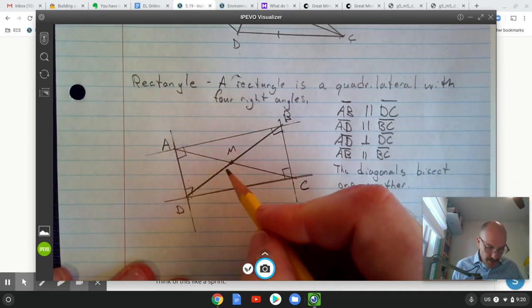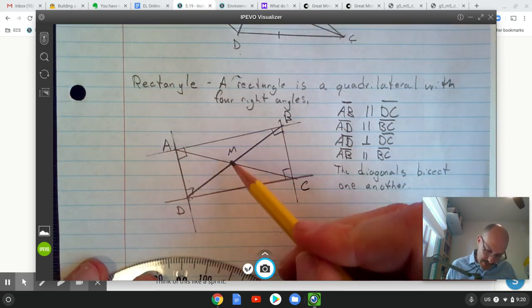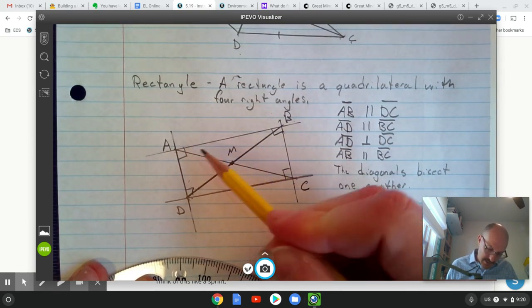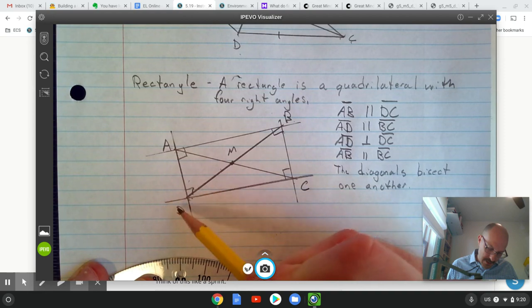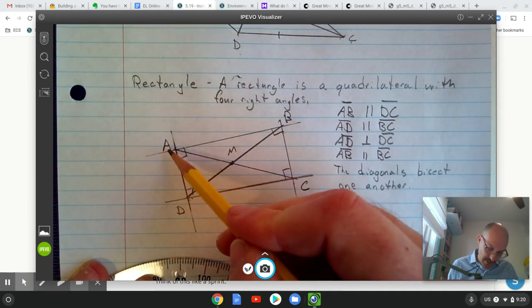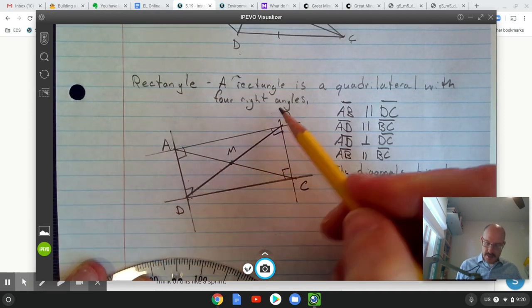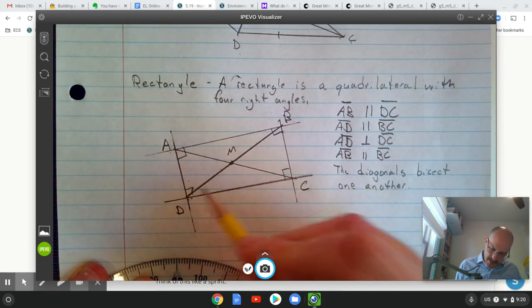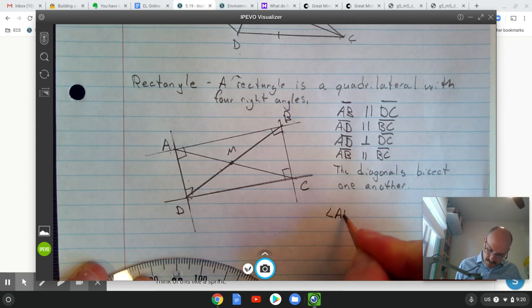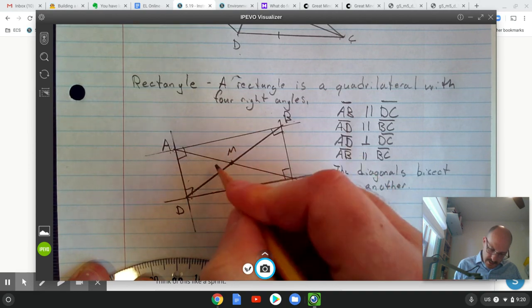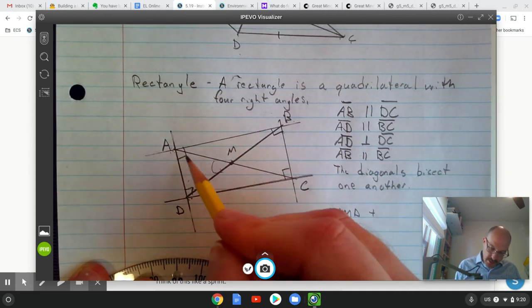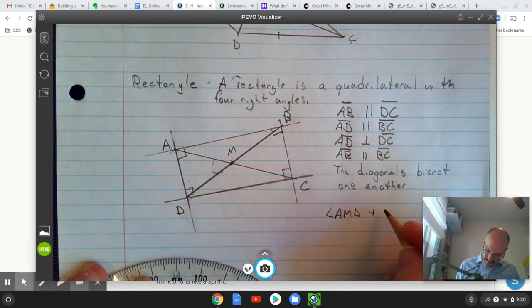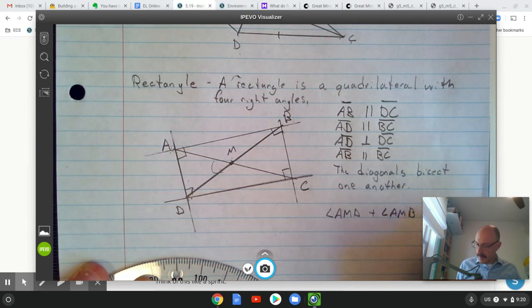So the interior angles, you can see that this angle, angle AMD plus angle AMB is going to equal 180 degrees. So AMD, that's this angle, plus angle AMB is going to equal 180 degrees.